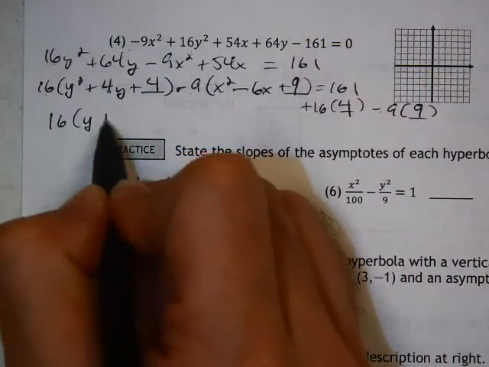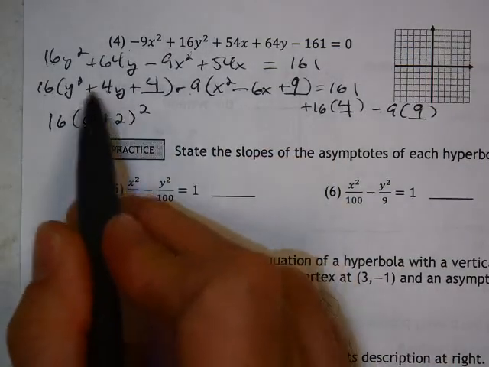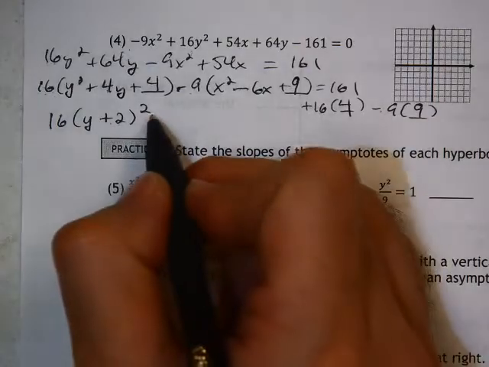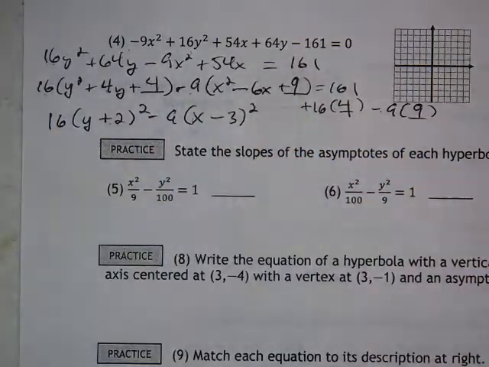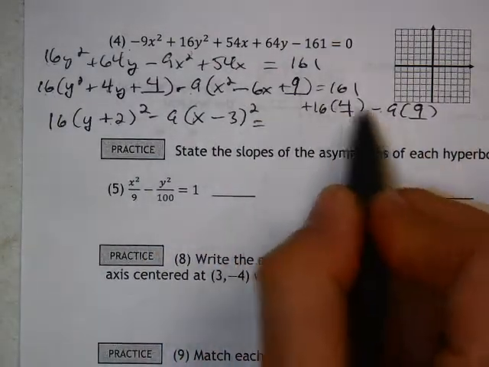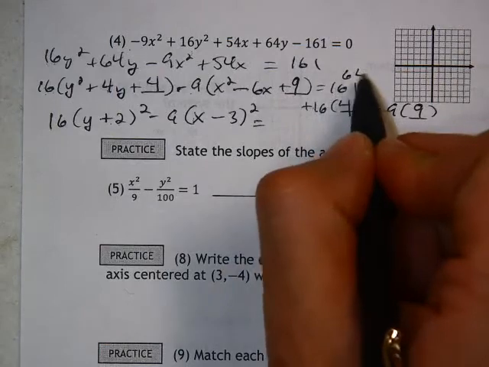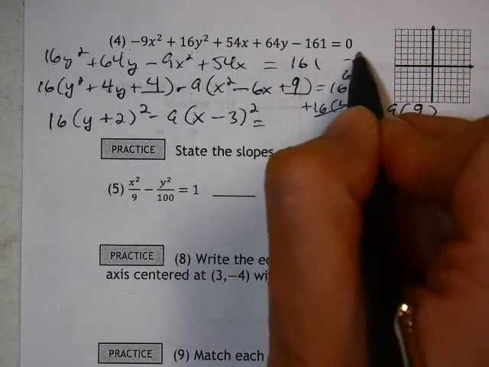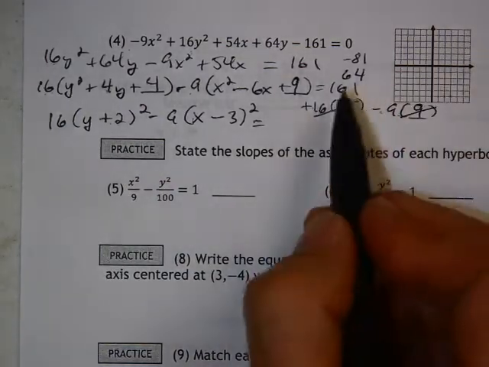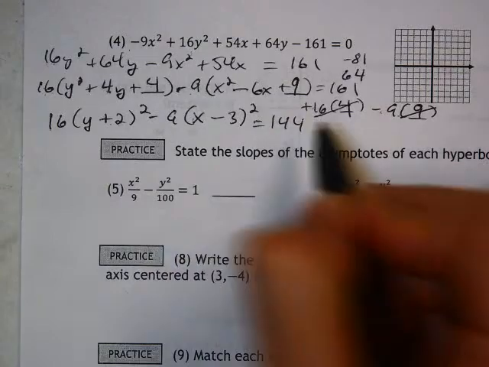16, y plus 2 squared when we factor, the square root of 4 is 2. The first sign goes there. Minus 9, x minus 3 squared equals, now when I work all this out, 16 times 4 is 64. Negative 9 times 9 is negative 81. When I combine all these, I get 144.